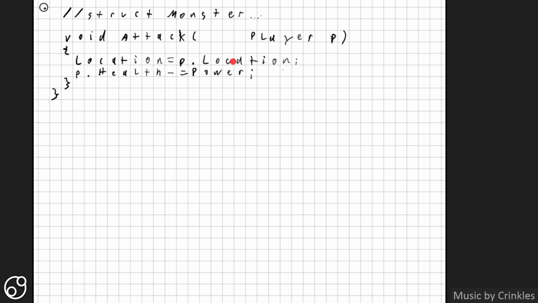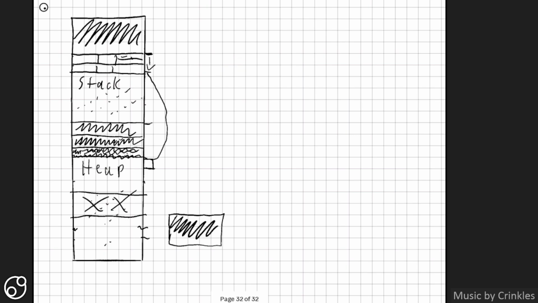address for 1, 2. That means we have somewhere in memory here a 1, 2. And down here maybe a 5, 5. And this address was used by the player and this by the monster.